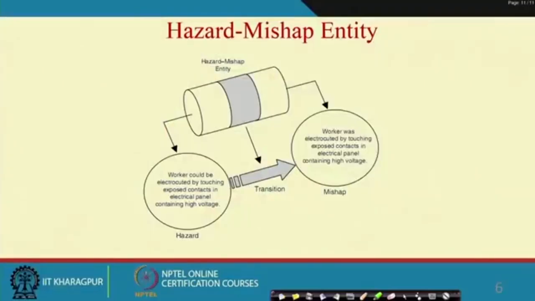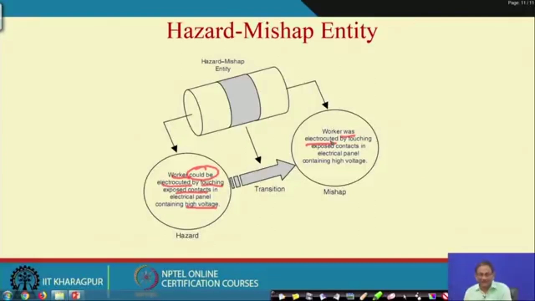Now, I will give you one example, what is the difference in terms of hazard and accident. You see the difference. Just see the example. Worker could be electrocuted by touching exposed contacts in electrical panel containing high voltage. Worker could be electrocuted. So, what is very important? Could be electrocuted. So, that means this is the potential case. What is accident? Worker was electrocuted. Okay. So, worker could be electrocuted and worker was electrocuted, that is the difference.